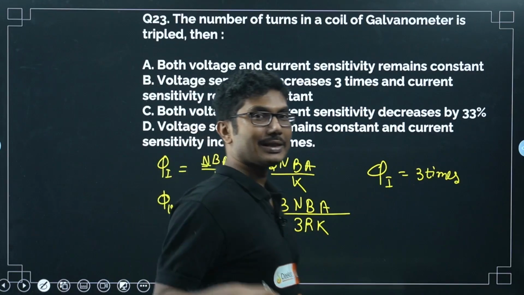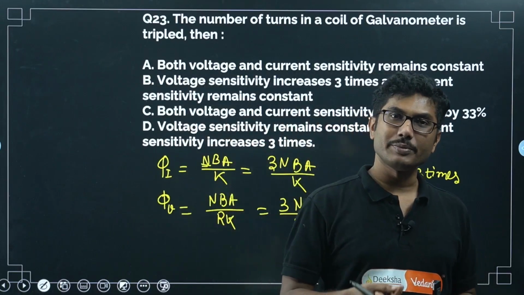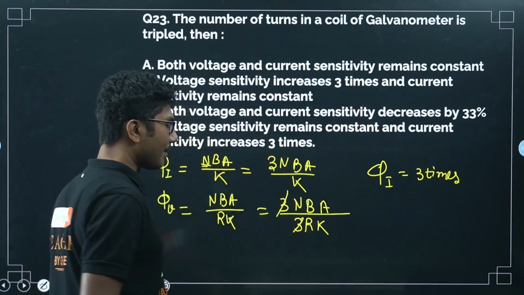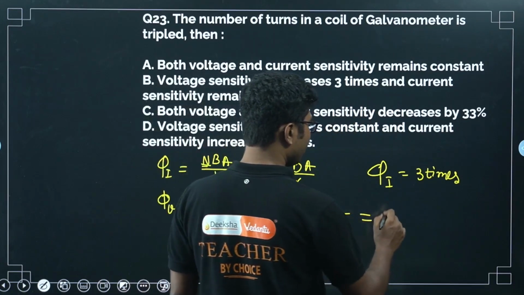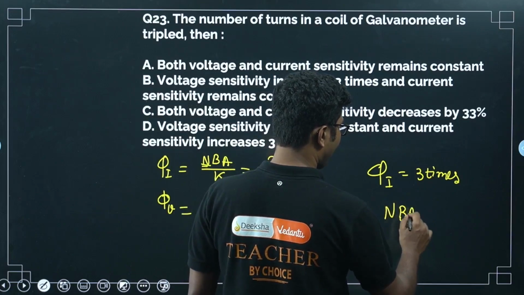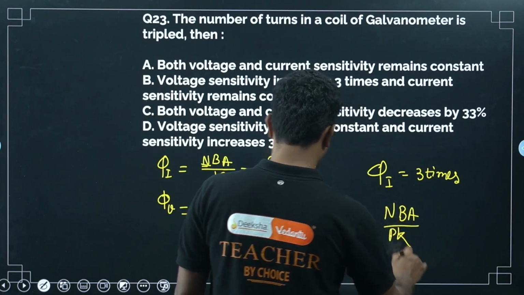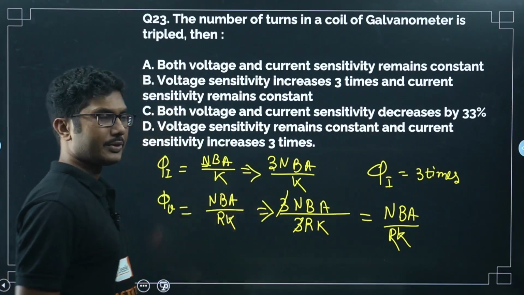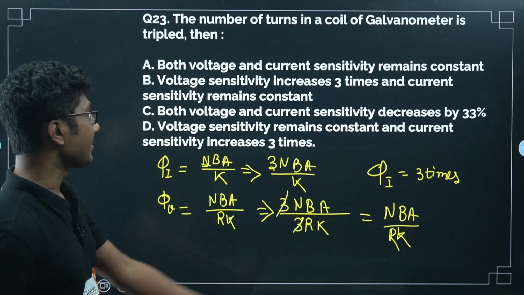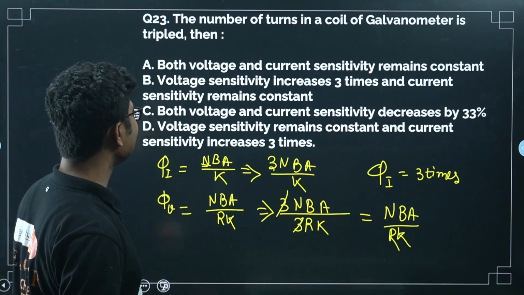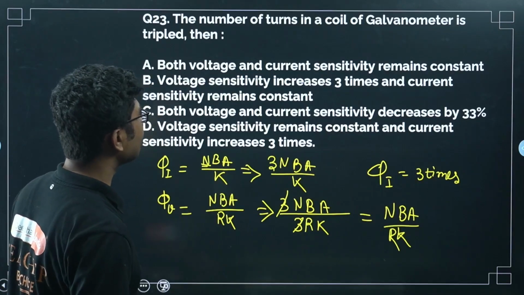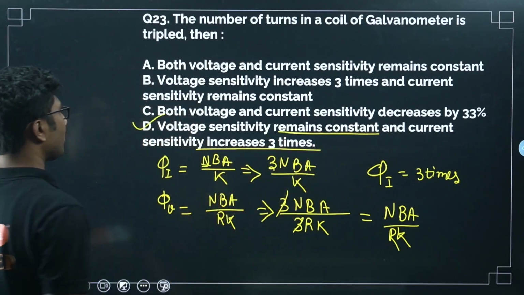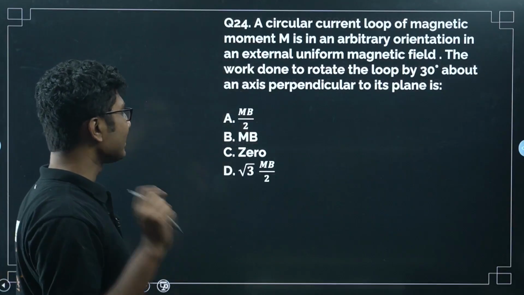So for 1 turn the resistance is R, for 2 turns the resistance will be 2R, for 3 turns the resistance will be 3R, right? So basically what is happening, the voltage sensitivity remains the same when you are tripling the number of turns, but current sensitivity becomes 3 times. So current sensitivity increases by 3 times, voltage sensitivity remains constant. So the correct option is option D. This is a very interesting question.